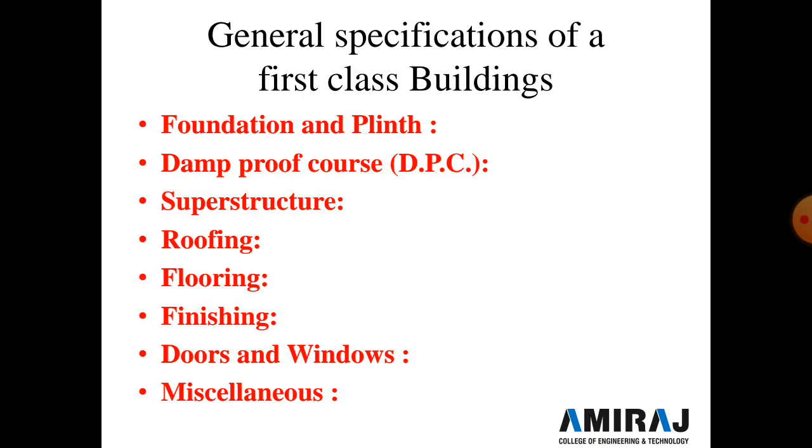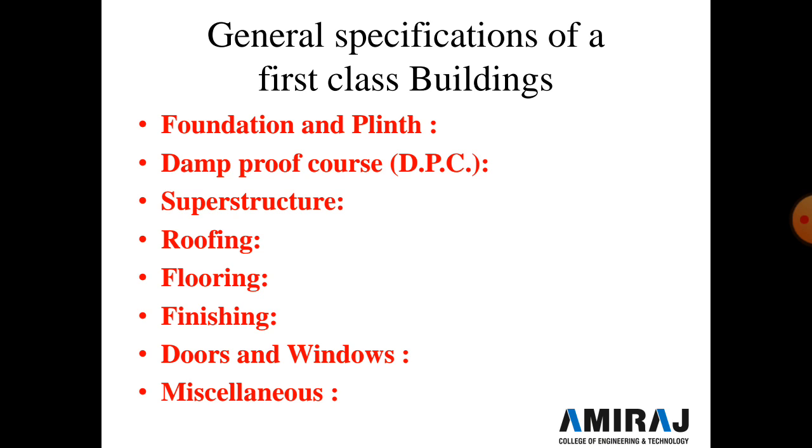In the next slide we discuss the general specification of a first class building. Here different parts of the building or different works are given. First is foundation and plinth. The foundation and plinth shall be of first class brickwork in lime mortar or cement mortar of ratio 1:6 over lime concrete, or 1:4:8 cement concrete is generally used.